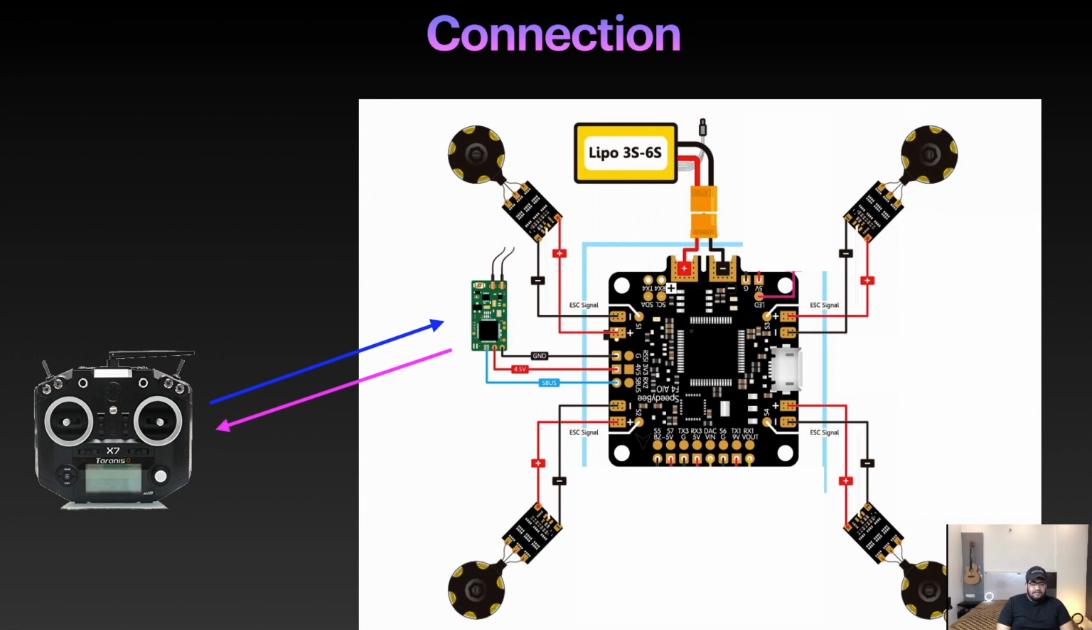Exactly as I mentioned in this flow chart, the drone operator is sending the values of roll, pitch, yaw, and throttle to the receiver. The receiver passes that to the flight controller. The flight controller computes the current RPM of each motor and passes it to the ESC.